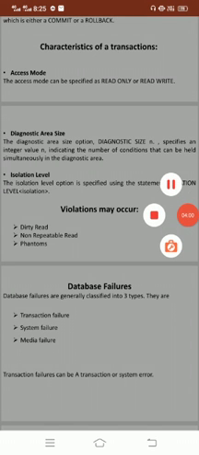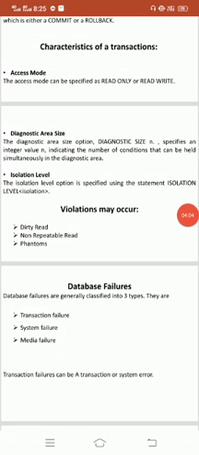Unless the isolation level of read uncommitted is specified, in which case read only is assumed. A mode of read write allows update, insert, delete and create commands to be executed.